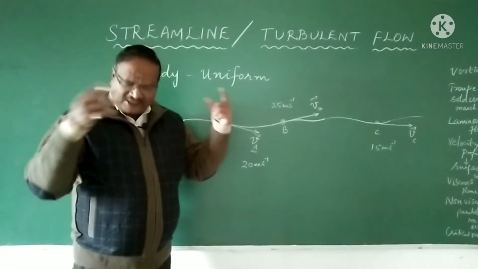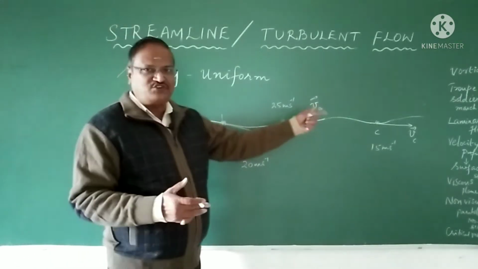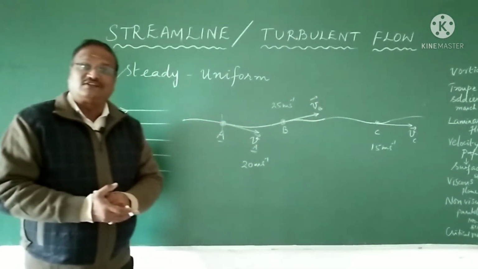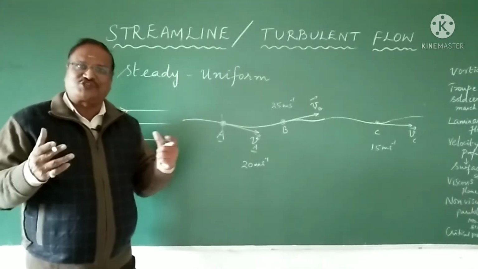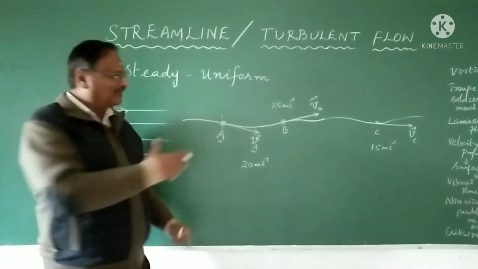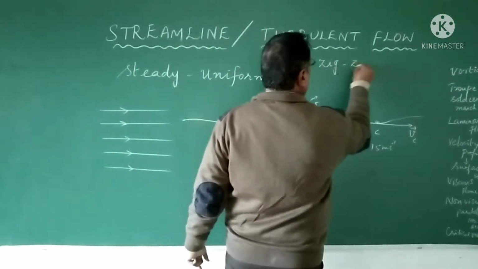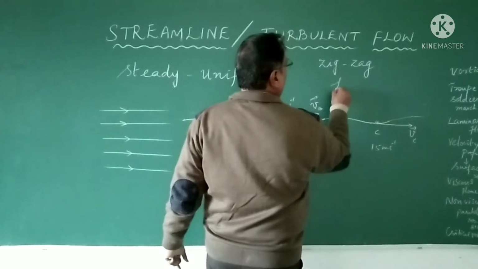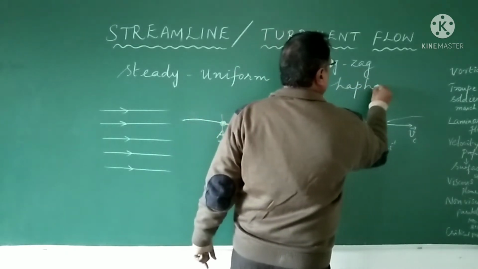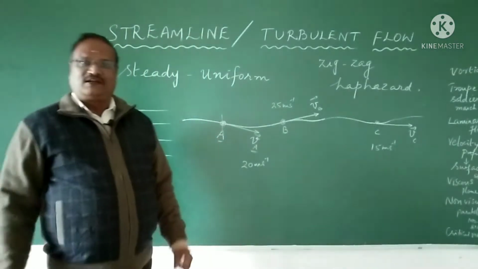Contrary to this, if the velocities are changing at the different points, then what will happen? The motion will be haphazard or zigzag. We will say zigzag motion, or it will become haphazard. The flow will be haphazard.